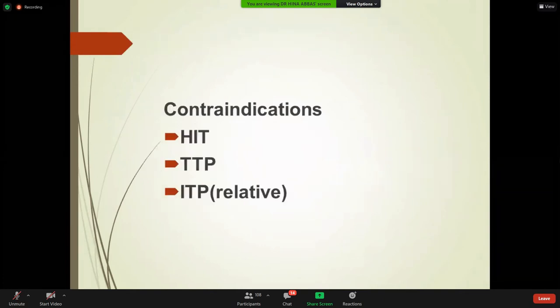Contraindications. Coming to the contraindications, HIT. What is it? Heparin-induced thrombocytopenia. And I have explained the mechanism of heparin-induced thrombocytopenia in my previous lecture, that basically it is heparin-induced thrombosis that is creating problem. So if you are transfusing a patient with HIT with the platelet, what will happen? The thrombosis would aggravate because these platelets would further contribute to the thrombosis. In HIT, the thrombocytopenia is not lethal, but the thrombosis. The lethal thing is the thrombosis.